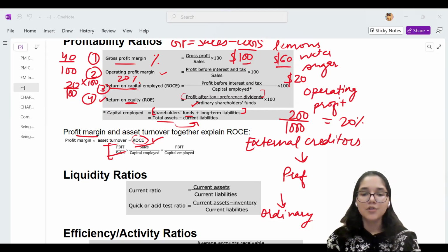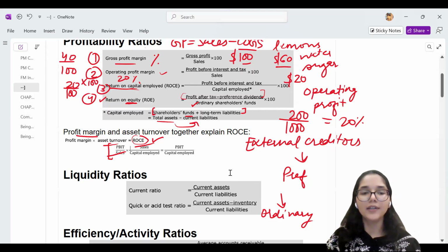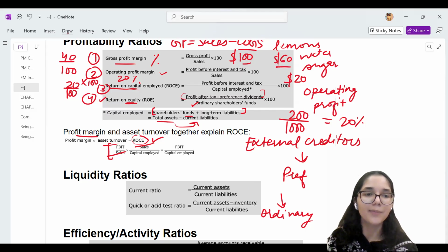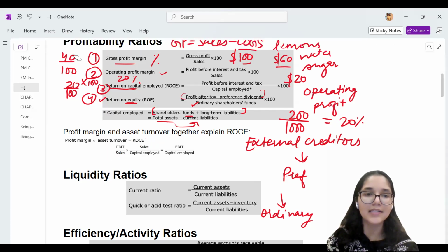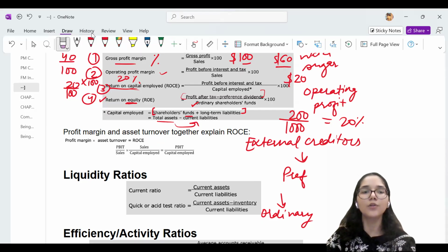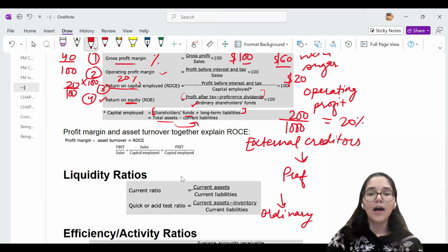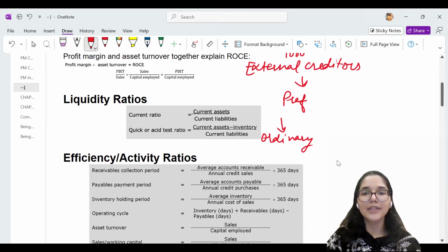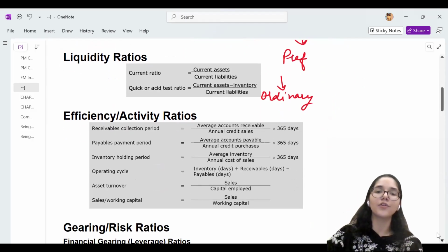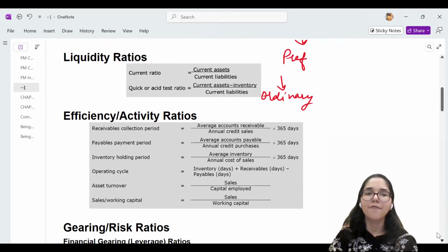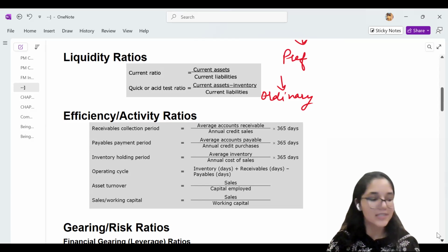Perfect. So now continuing further, this is one relationship that you can remember: if you are given two out of these three figures, you can use them to find out the third figure. Now we will move ahead to the next category of ratios, which is the liquidity ratio. You can see the two ratios that we have as a part of this right in front of you. These are the ratios which you have been studying from the very basics of your commerce studies.